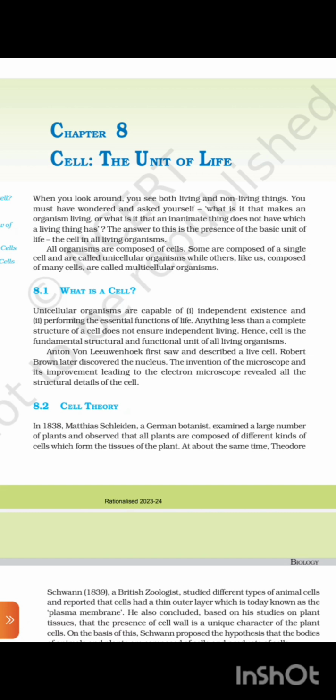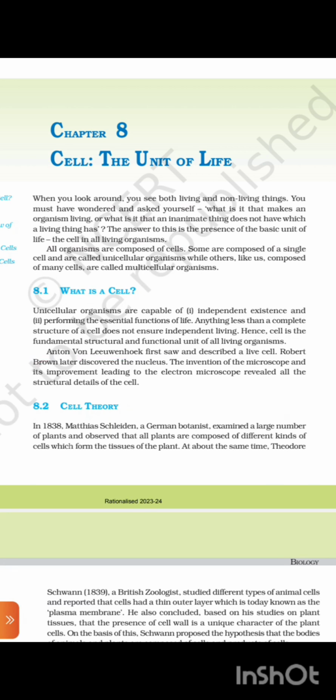All organisms are composed of cells. Some are composed of a single cell and are called unicellular organisms, while others, like us, are composed of many cells and are called multicellular organisms. 8.1 What is a cell? Unicellular organisms are capable of independent existence and performing the essential functions of life. Anything less than a complete structure of a cell does not ensure independent living. Hence, the cell is the fundamental structural and functional unit of living organisms.